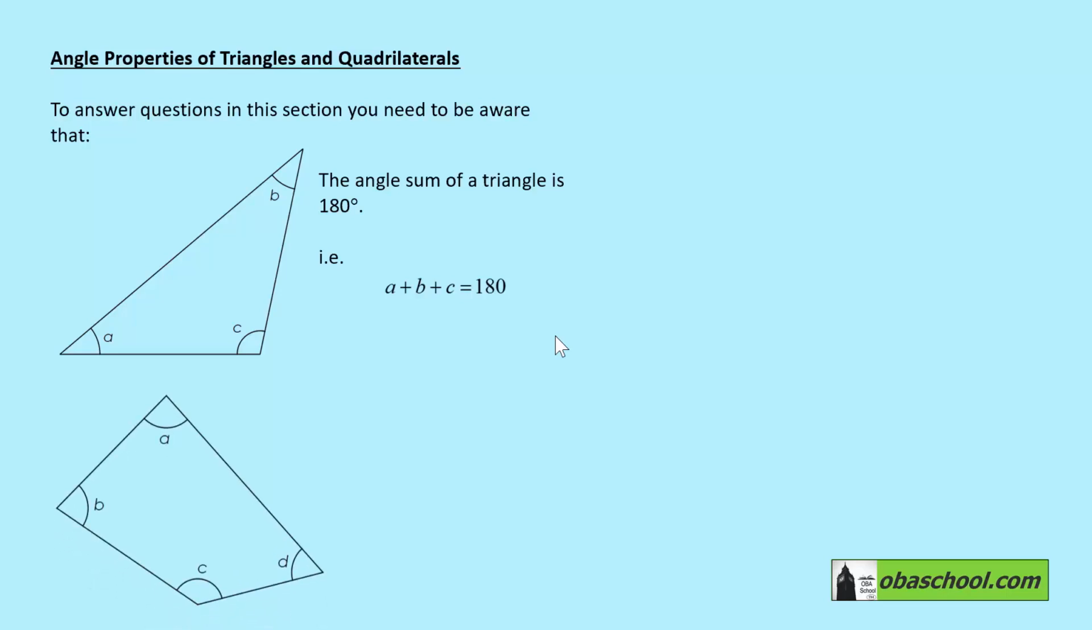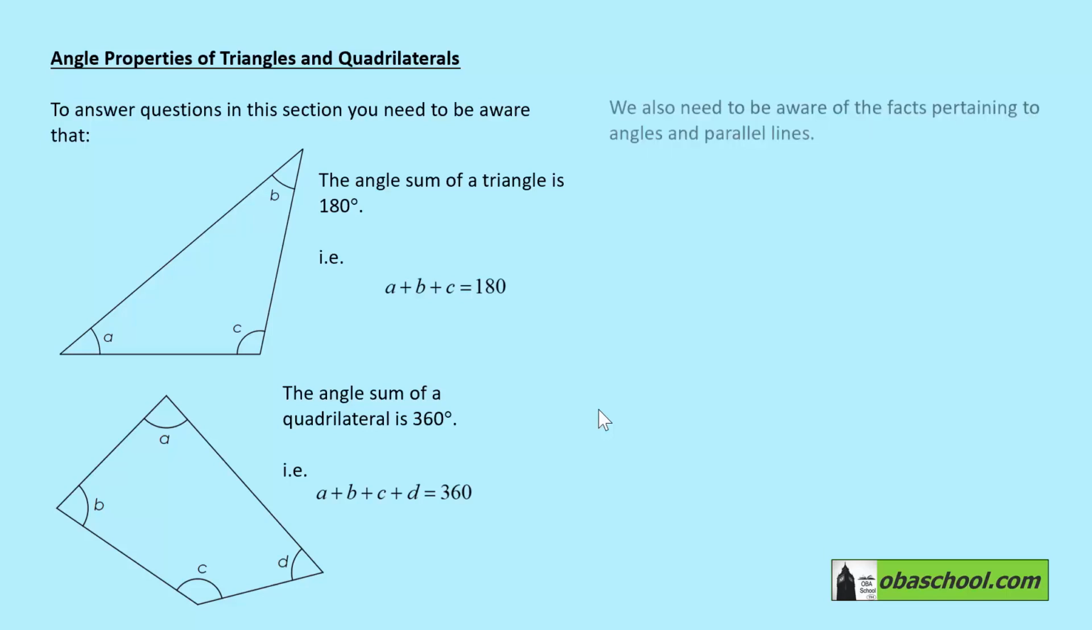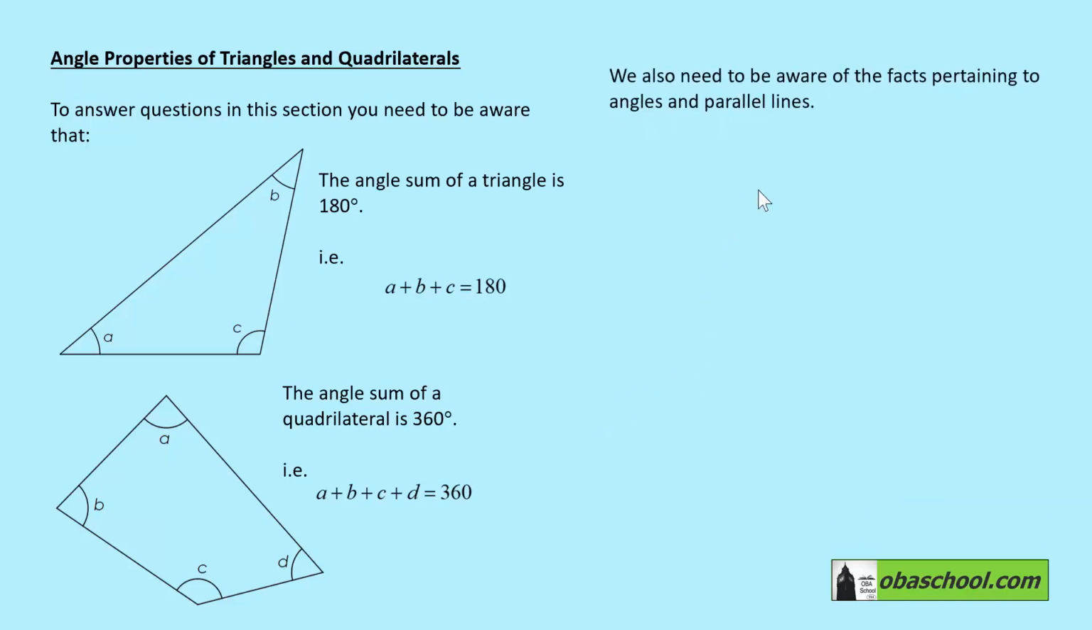If we have a quadrilateral, then the angle sum is 360 degrees. In other words, here, A plus B plus C plus D is equal to 360. We also need to be aware of the facts pertaining to angles and parallel lines.